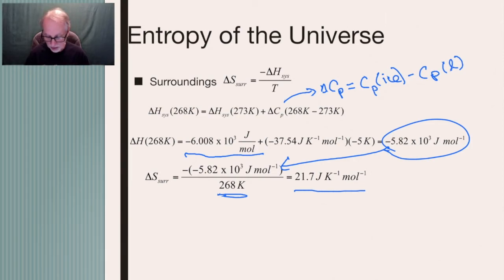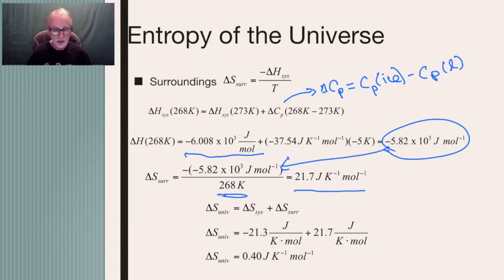And so just continuing from that, we add the result that we got for our system, which is negative 21.3. Here's our surroundings. We add the two together, and we get a positive 0.40 joules per Kelvin per mole. That's great. It is positive. That means the entropy change for the universe is greater than 0. We have not violated the second law. The freezing will be spontaneous.